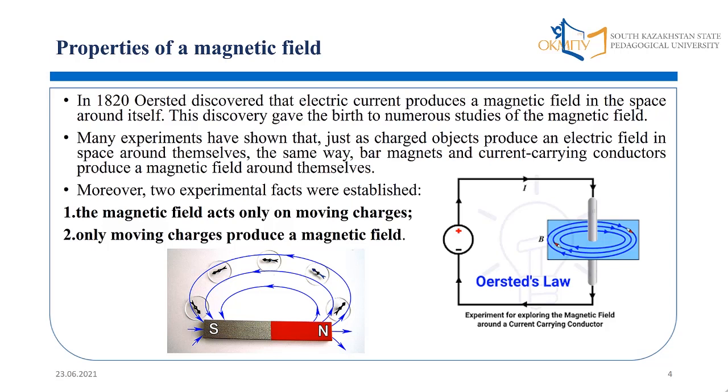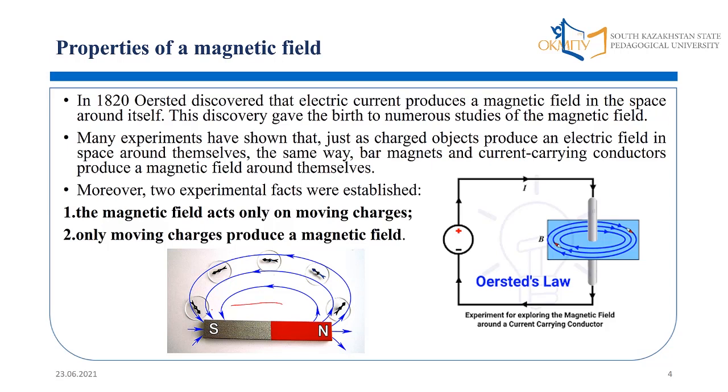In the 1820s, Ørsted discovered that electric current produces a magnetic field in the space around itself. This discovery gave birth to numerous studies of the magnetic field. Many experiments have shown that just as charged objects produce an electric field in the space around themselves, the same way bar magnets and current-carrying conductors produce a magnetic field around themselves.